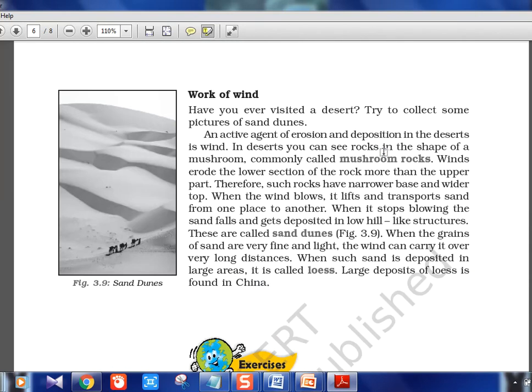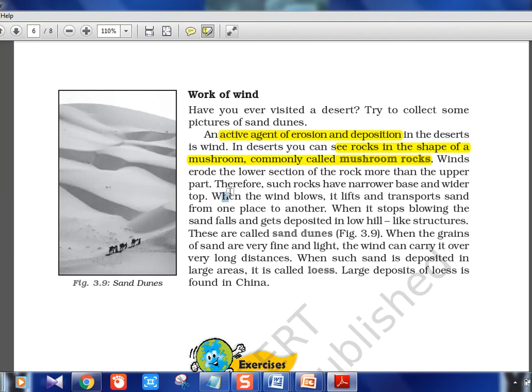Wind. In deserts, it is a very active agent of erosion and deposition both. Rocks in the shape of a mushroom are commonly found in deserts, called mushroom rocks. I saw this in a mock test somewhere: mushroom rocks are a feature of what? They'll give glaciers, Greenland, highland or deserts. So you should know it is a desert feature. Winds erode the lower section of the rock more than the upper part, so the lower part is hit more.